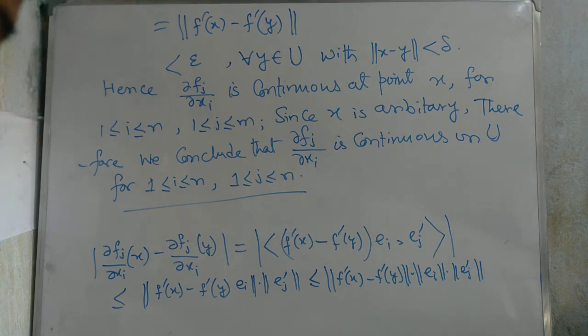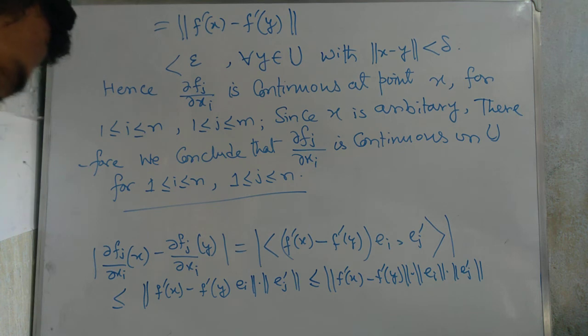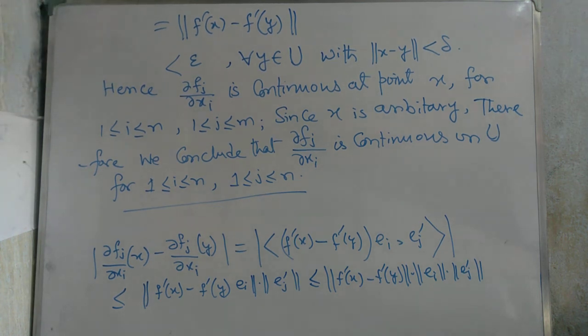Then we also see that ∂fj/∂xi is continuous at the point x. So we have also proved that the partial derivatives exist and are continuous if f is a continuously differentiable function. That means if f is differentiable and f' is continuous, then all partial derivatives are continuous.